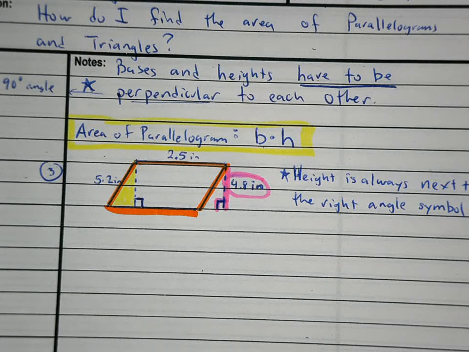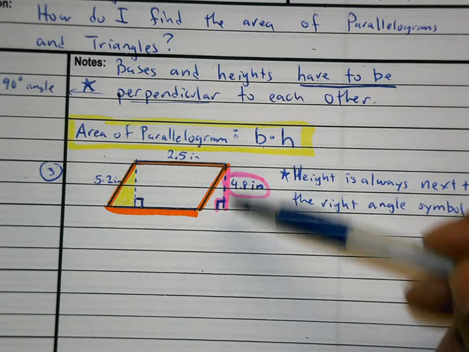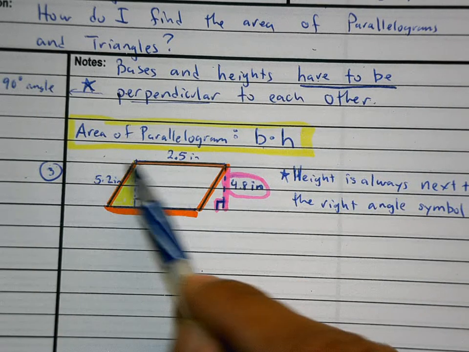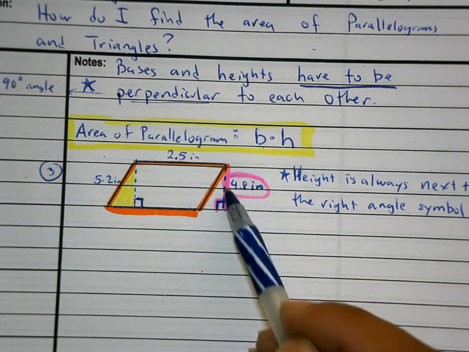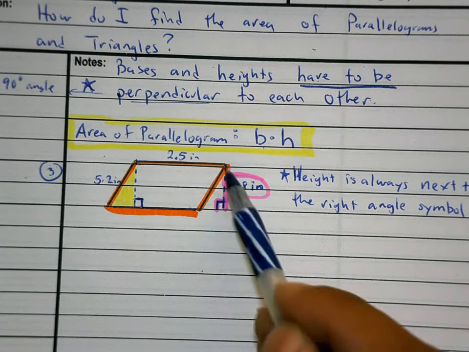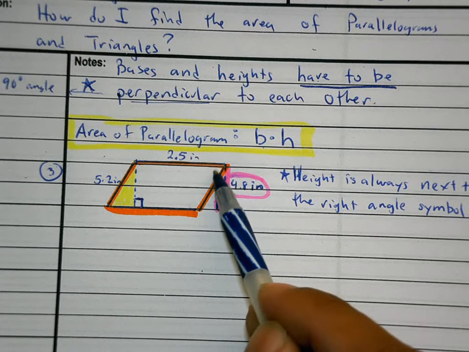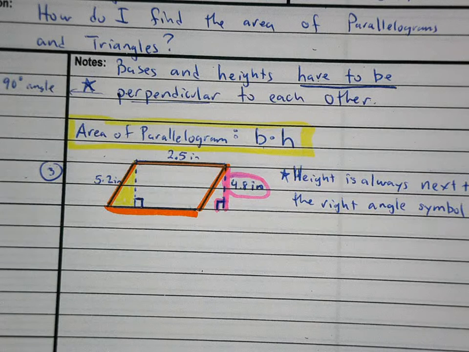So if that's my height, then what I need to do is figure out which base is perpendicular to this pink line. Do you know which one is perpendicular to the pink one? What's perpendicular to it? Which base is perpendicular to this height? What do you think? The 2.5. This one and this one are perpendicular to each other. Even though the right angle symbol is down here, don't forget up here it's also a right angle since they're parallel lines. That's something that we're going to learn.